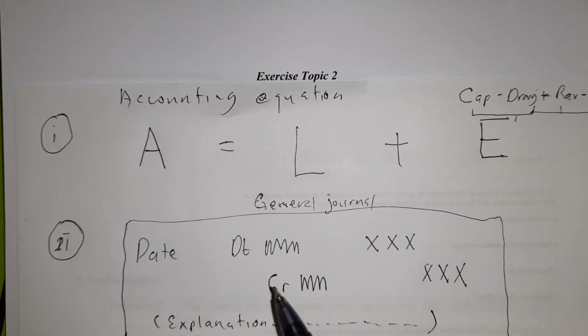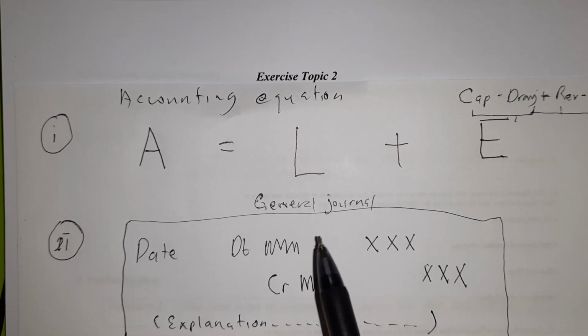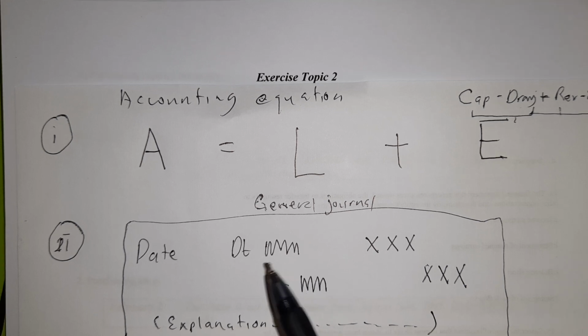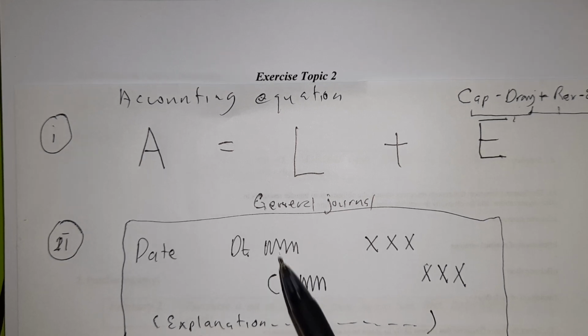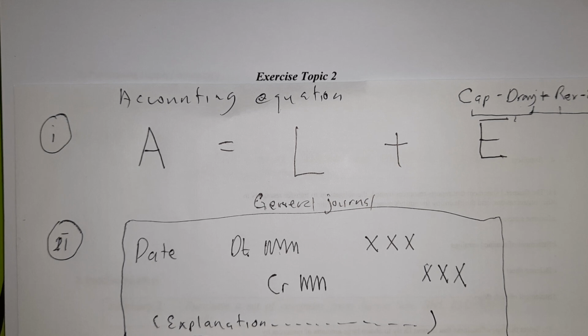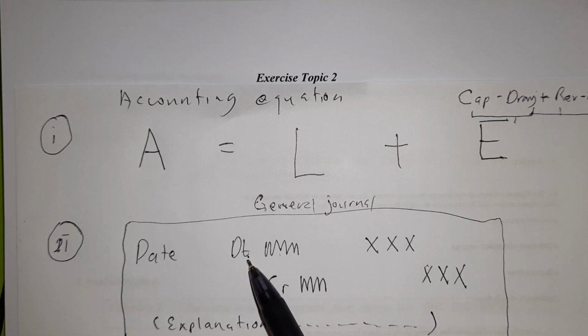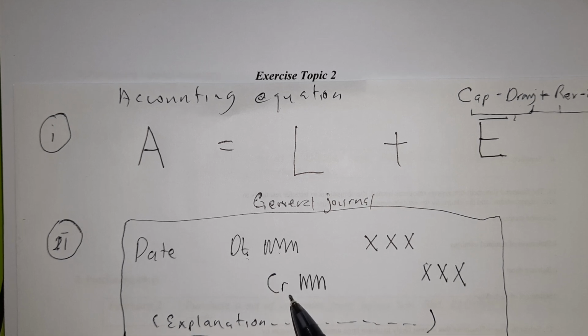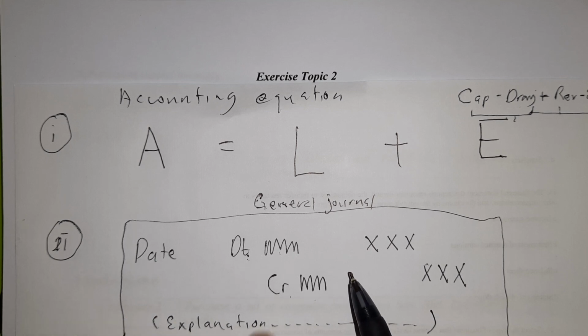Okay, to do the general journal entry, you have to remember the rule of debit and credit. Because you have to debit an account and also credit an account, you have to remember the rule of debit and credit. The rule is like this. Debit means left, credit means right. Debit means you record on the left side of the account. Credit means you record on the right side of the account.